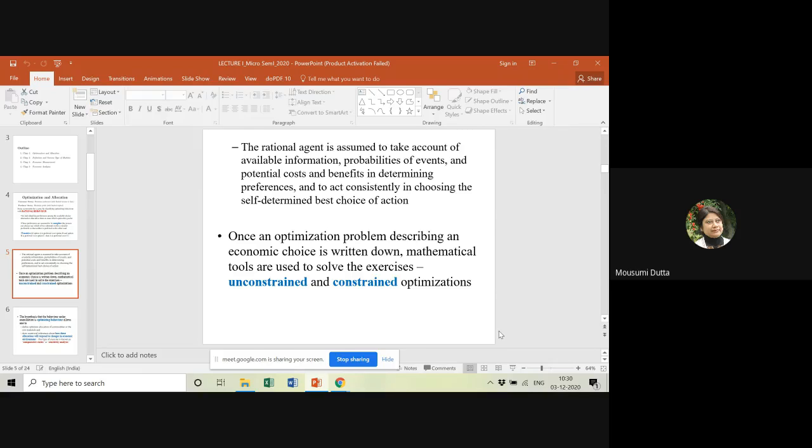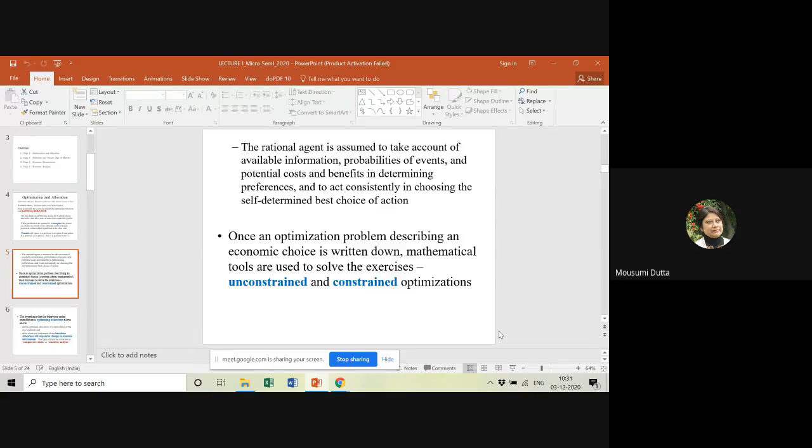In economics, if we consider the consumer, we consider the consumer as the rational individual. If we consider the producer, we consider the producer as the rational individual. Once an optimization problem describing an economic choice is written down, mathematical tools are used to solve the exercises. And in this context, the issue of optimization is coming. You are trying to find out the best. Now, how will we do this? Using the maximization principle or using the minimization principle.